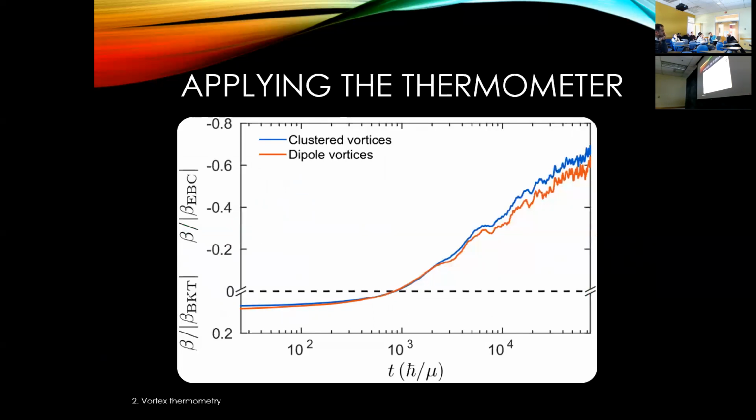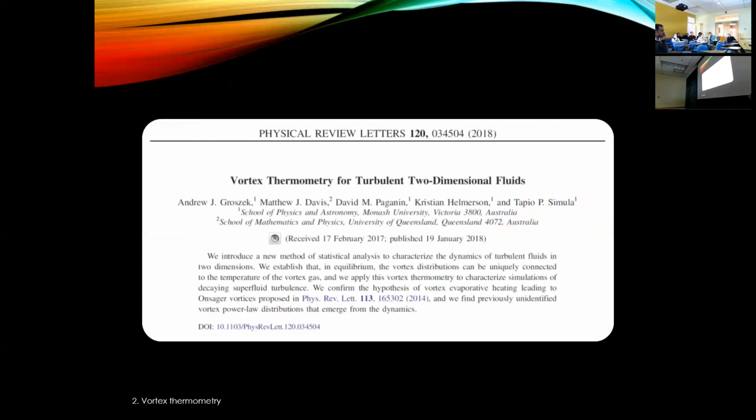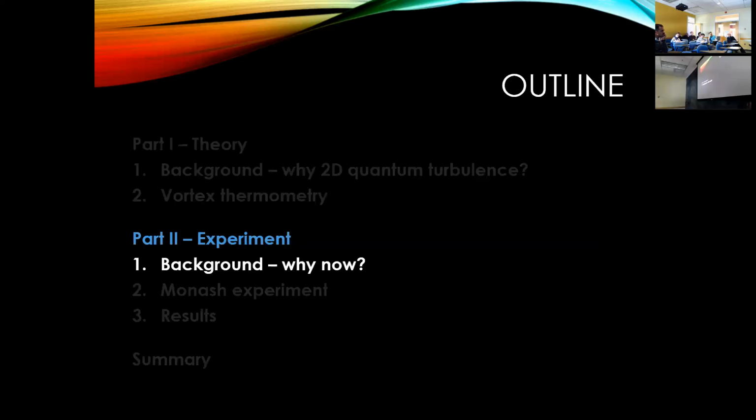So this was the first actual quantitative measurement of this vortex temperature, which is a parameter that was put forward by Onsager back in the 1940s. So it's kind of nice that we can actually measure it now. This work was published in PRL early last year, if you're interested in taking a look. And if I have time, it's already been half an hour, but the second part of my talk will be on the experiment that was done at Monash.